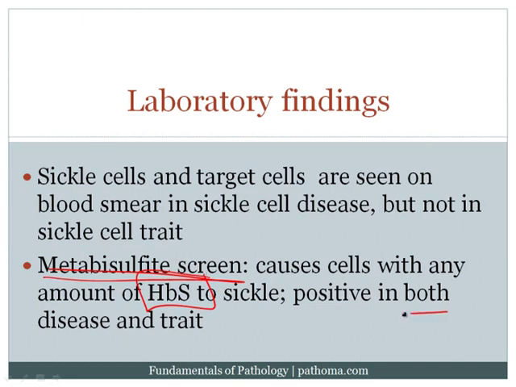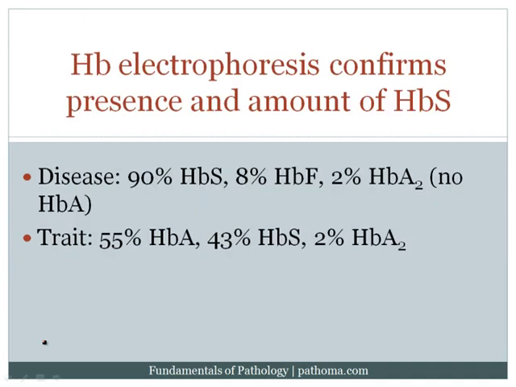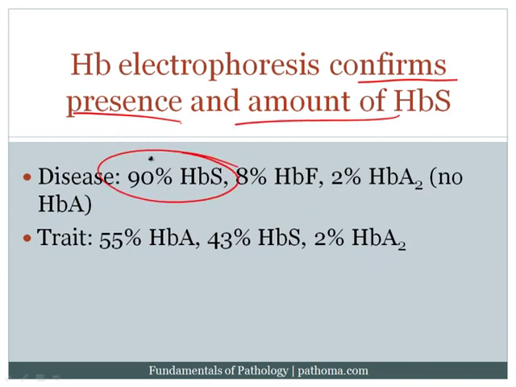So otherwise stated, a metabisulfite screen allows you to identify hemoglobin S in any cell. Therefore, it's positive in both disease and trait. So it's a nice screening test if you're worried about sickle cell trait, for example. Hemoglobin electrophoresis can also be useful to confirm the presence of hemoglobin S and exactly how much there is. So, for example, in disease, we know that the vast majority of hemoglobin will be hemoglobin S, and then there'll be some F and some A2. But there will be no A because there is no normal beta chain.